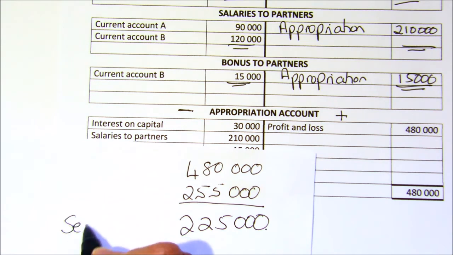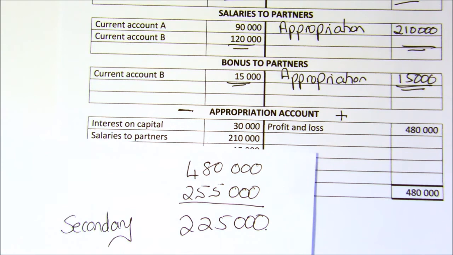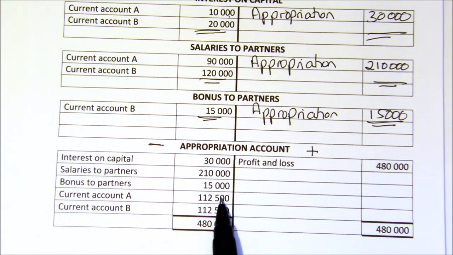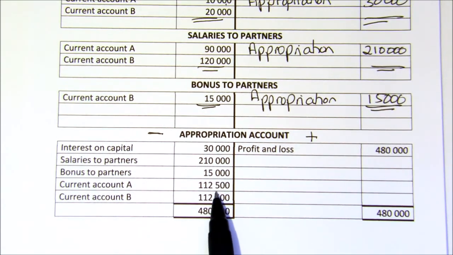This is called our secondary distribution. We do it second, or our final distribution. Now again, the partners would have decided how they're going to pay this out. And there are various ways. They could do it in a ratio. They could do it in ratio to their capital balances. But for convenience at the moment, I'm going to say they're going to share this equally. So this remaining is going to go to each one of them separately. And so into the appropriation account, I will give each one of them half of what's remaining.